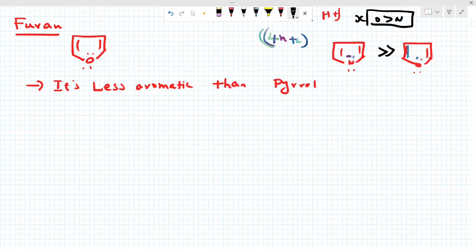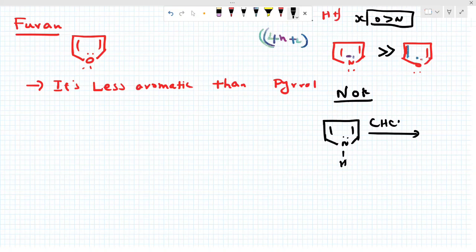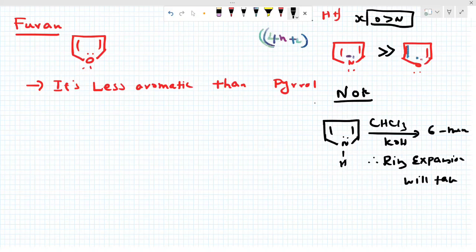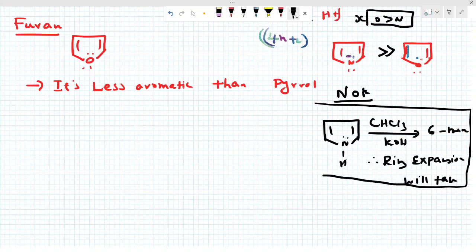Okay, now listen. Note. Actually, in this reaction, here we have nitrogen H, with chloroform and KOH. In this reaction, please note, ring expansion will take place. It means they form a 6-member ring. You try to answer this question, a very important question. Why will the ring expansion take place? Due to the more electron density.